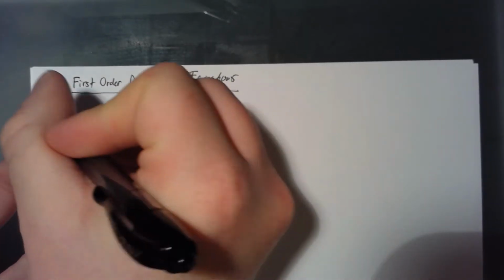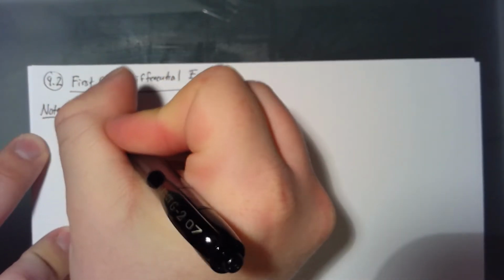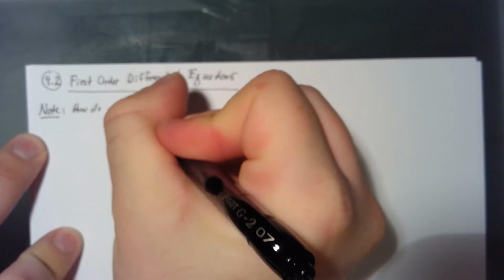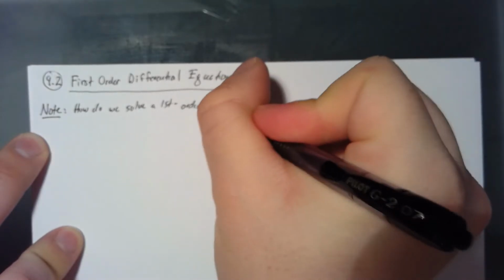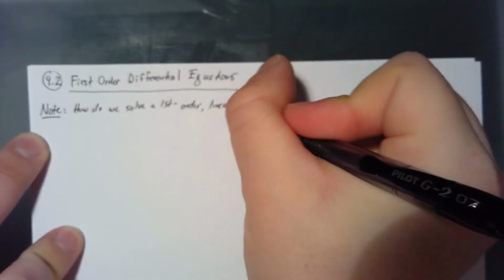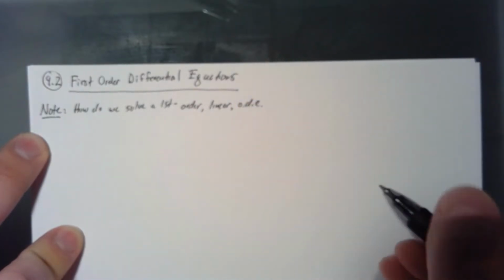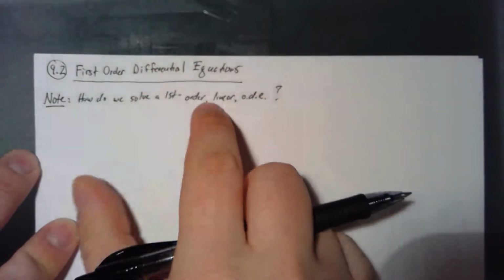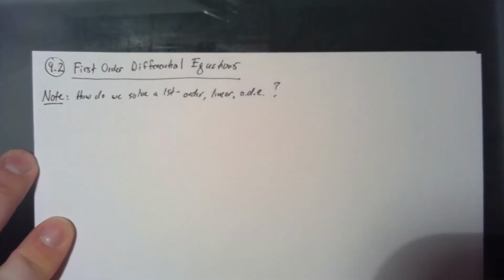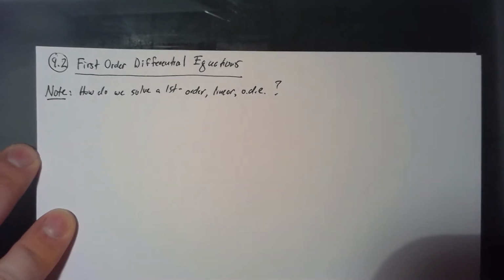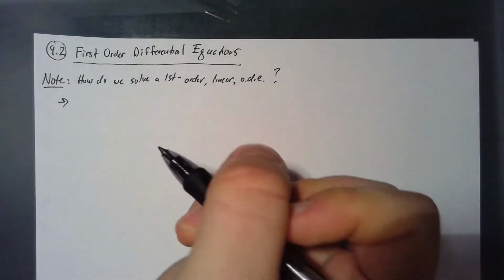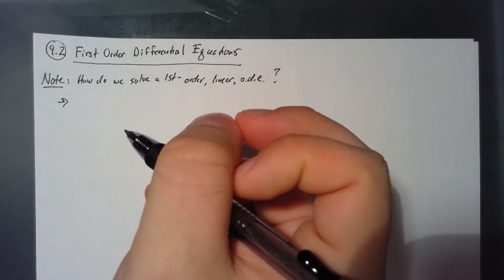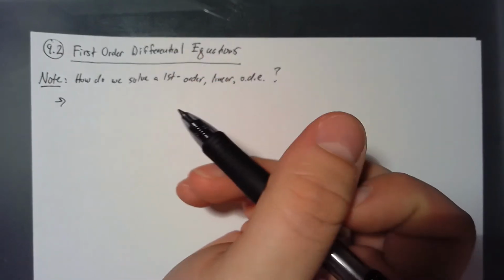So, note. How do we solve a first-order linear ODE? How do we do that? How do we solve a first-order linear ODE? Well, we already know of one, right? This is the first kind we looked at. This is what? Separation of variables.